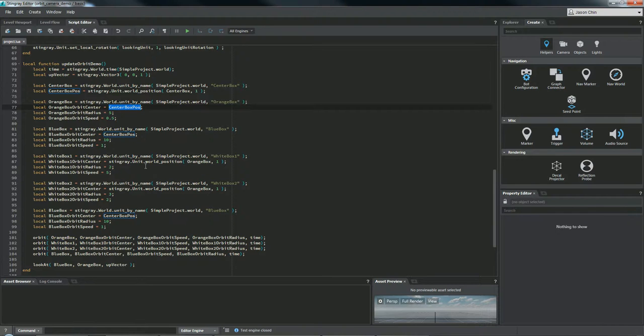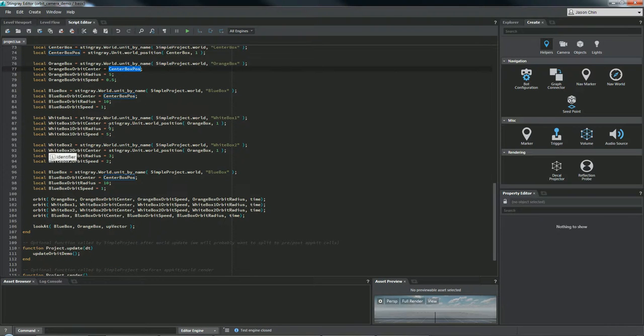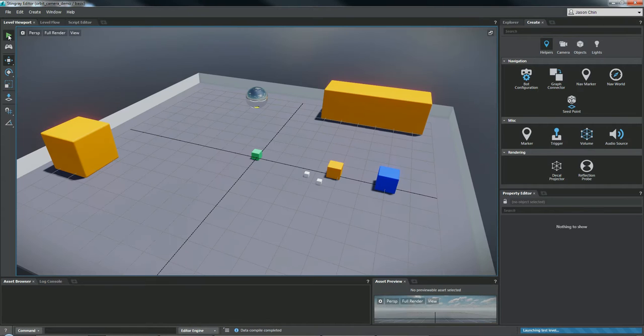We're going to get this each frame. We do that for both of the white boxes, and now for the blue box, same deal. We're going to rotate around the center box at a radius of 10 and an orbit speed of 1. Then we're going to put all that information into 4 orbit calls, one for each unit. And then we're going to use the lookout. We're going to tell the blue box to look at the orange box, and we need to supply it an up vector. All that together gives you what we were looking at before.